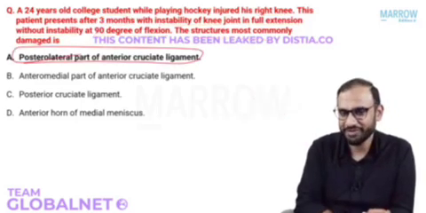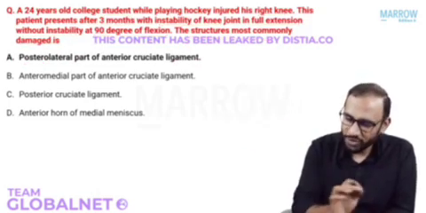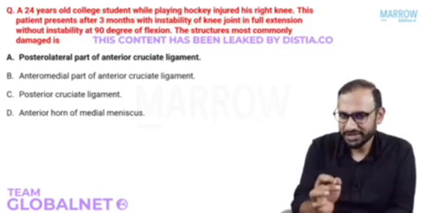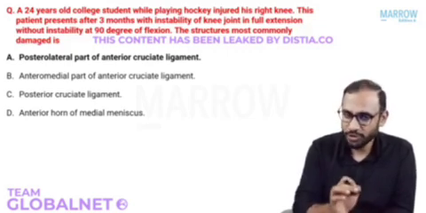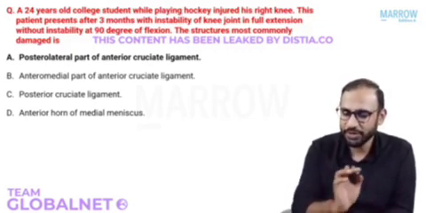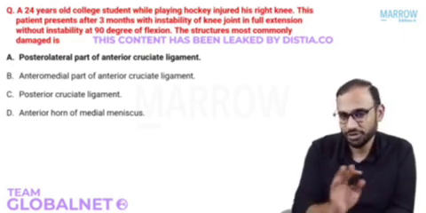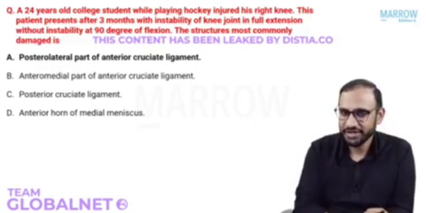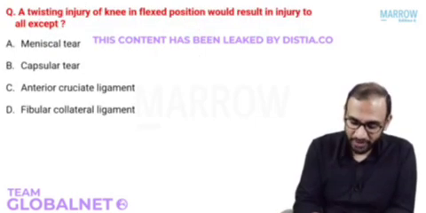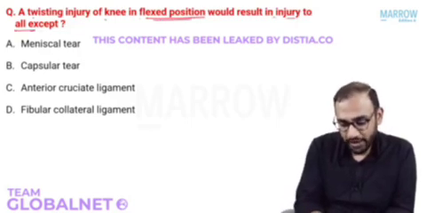The posterolateral bundle of ACL is injured. I told you, anteromedial bundle and posterolateral bundle. Posterolateral bundle provides stability in extension. Anteromedial bundle provides stability in flexion. So if there is instability in extension, not in flexion, it's the posterolateral bundle that is injured. It's the weaker of the two bundles. The most sensitive test is Lachman's test. Very good. A twisting injury of the knee in flexed position would result in injury to all except.